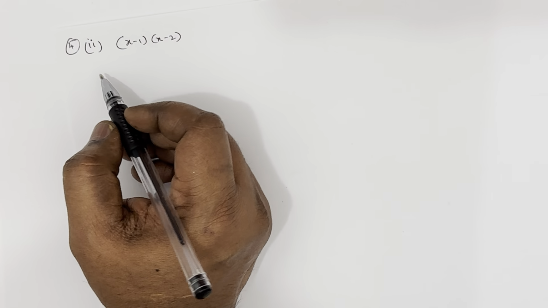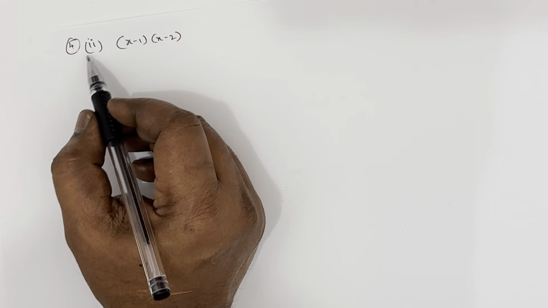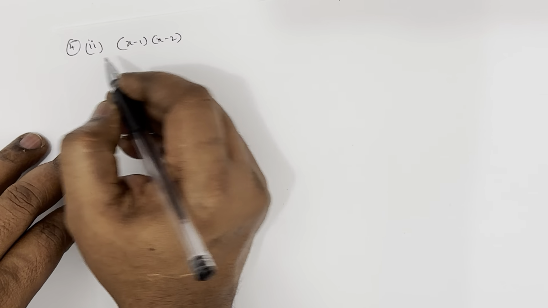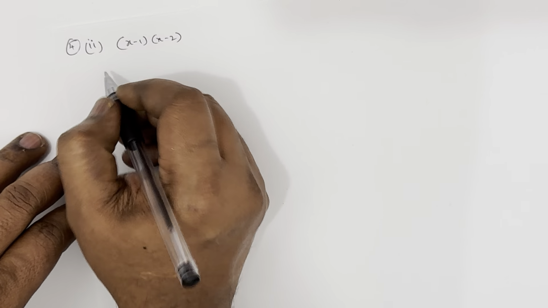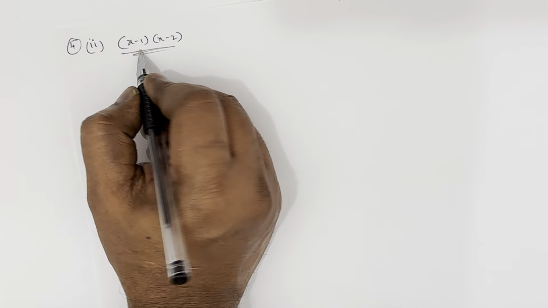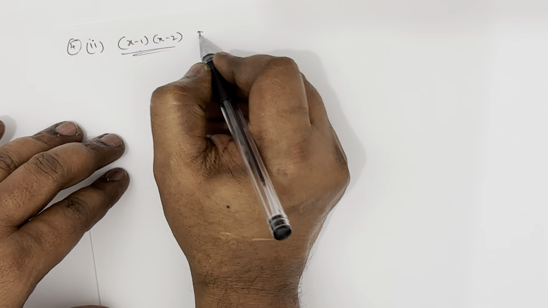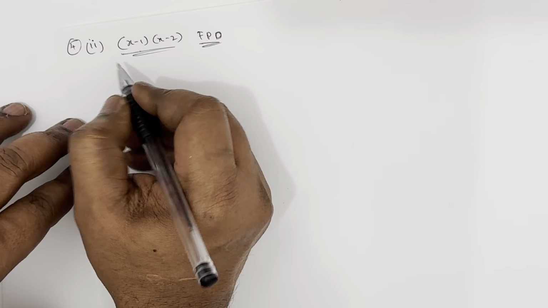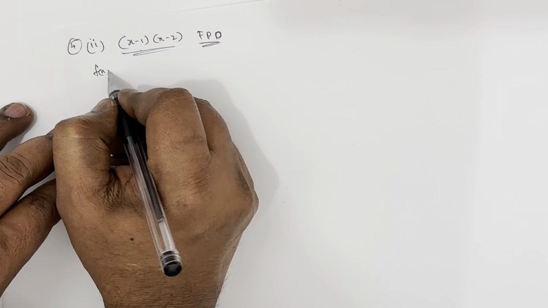Now let's do the fourth problem, second one. So that is the f of x is equal to this one. Let it be f of x. We have to find the derivative of this using first principle of derivative, FPD. So f of x is equal to this one.